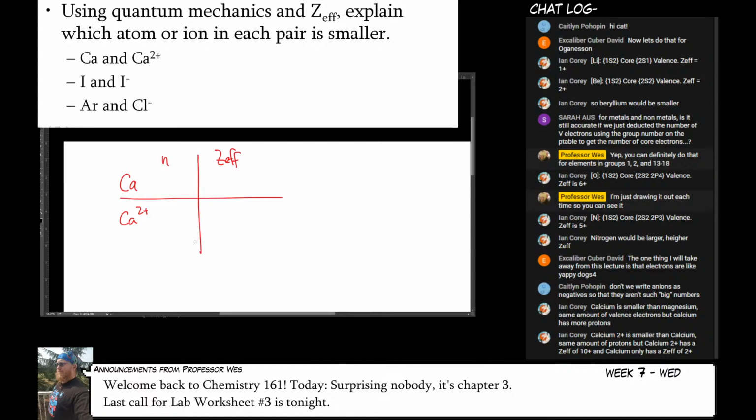I can do the same thing here. So calcium is period 4 and its Z effective is 2+. But if I make it calcium 2+, now there's only 3 layers of electrons because I stripped off the topmost one. And the Z effective for those electrons in the valence shell becomes this. And this is very obviously smaller.